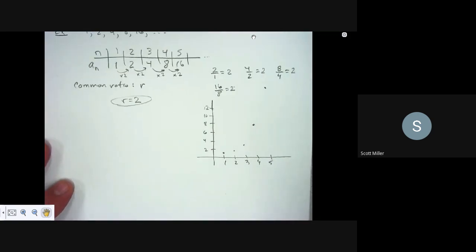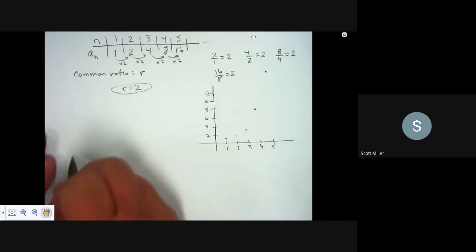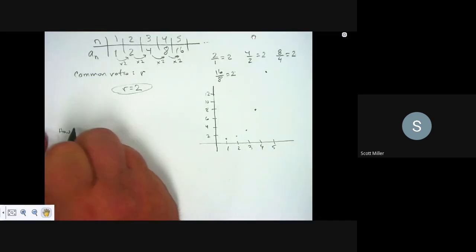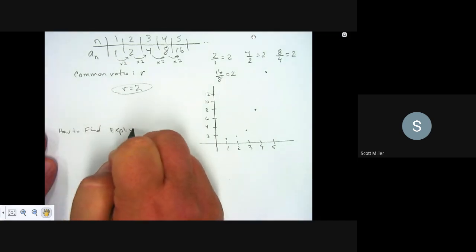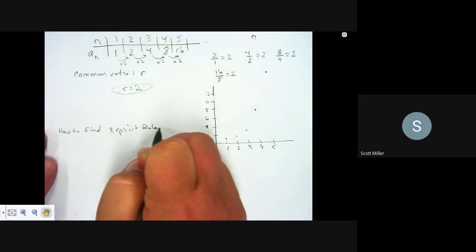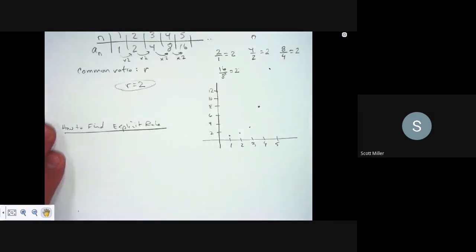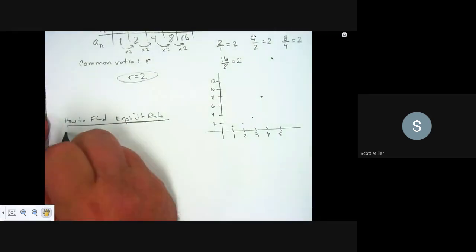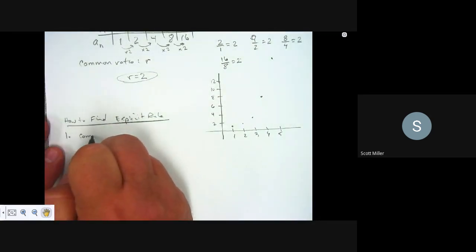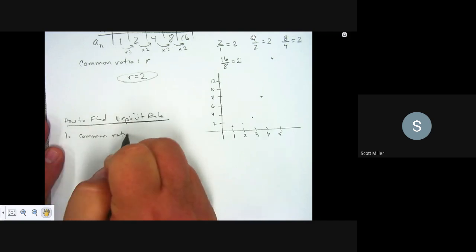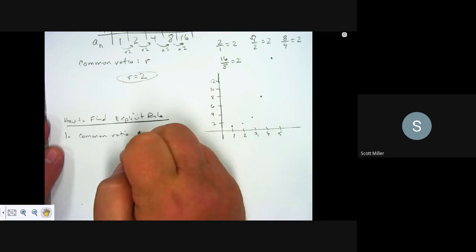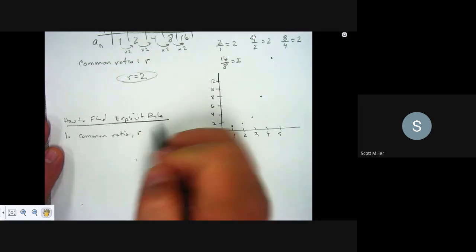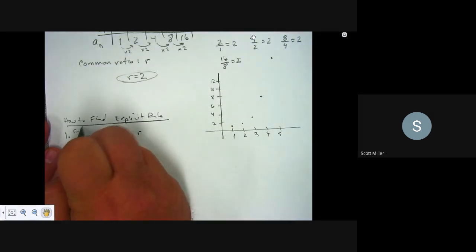So how do I find the explicit and the recursive rules? So how to find the explicit rule? That's what we want to look at right now. What process am I going to follow? So the first thing you want to do is find your common ratio, R. Okay, so you want to find that.